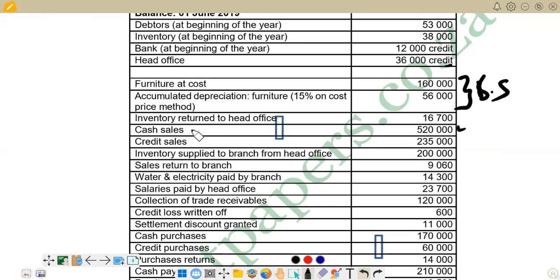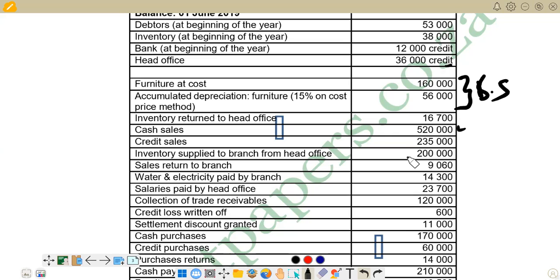Right, from cash sales, we've got credit sales, 235,000. So the double entry on credit sales is that it's supposed to debit the trade receivables account or the debtors account, and then we credit the sales account. But in this case, we do not have the two accounts. The trade receivable account is not there on the third part, nor the sales account, so we're going to skip that one again. So it's not going to affect our accounts. So we go to the next one.